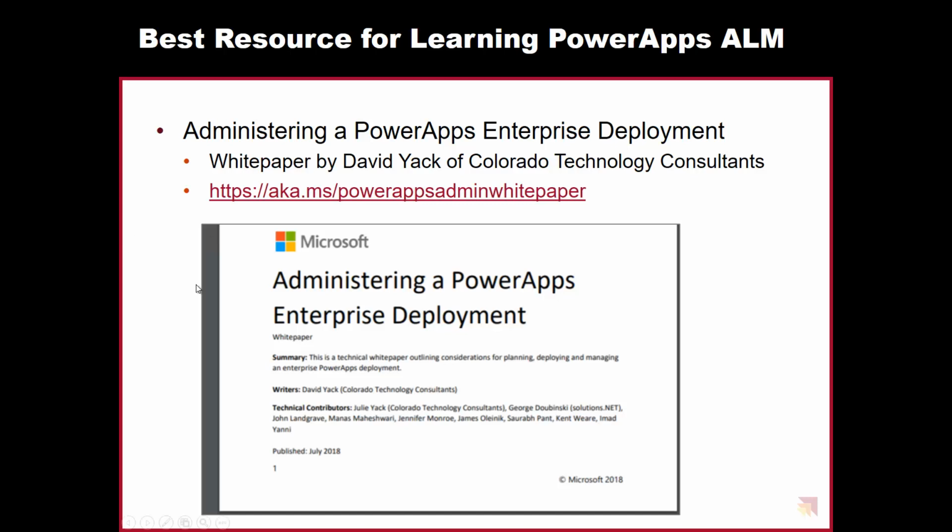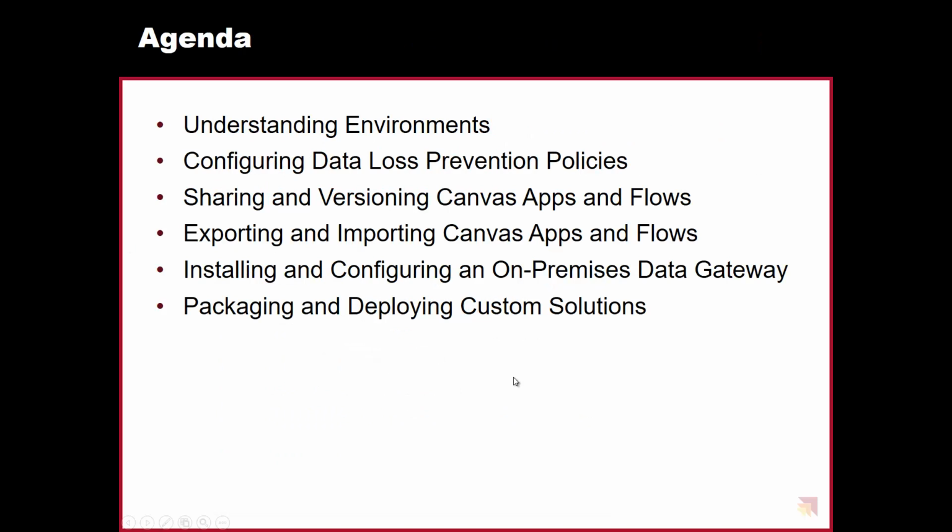Now, what we're going to talk about in today's lecture is first a better understanding of what environments are, what their purpose is, and how we create them. We're going to talk about securing environments. We're going to talk about data loss prevention policies, or DLP policies. We're going to talk about what we do in the lifetime of a Canvas app and a Flow. So we'll talk about publishing, sharing, versioning. We'll talk about exporting and importing Canvas apps and flows. And then we'll also talk about how to install and configure an on-premises data gateway and how that factors in.